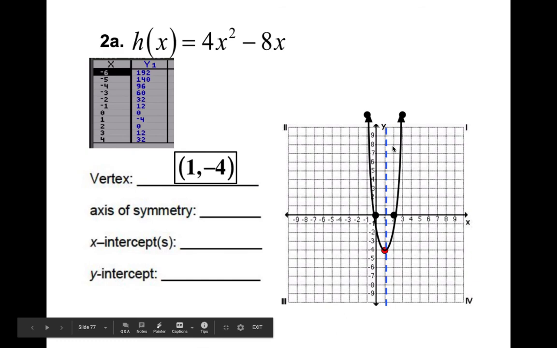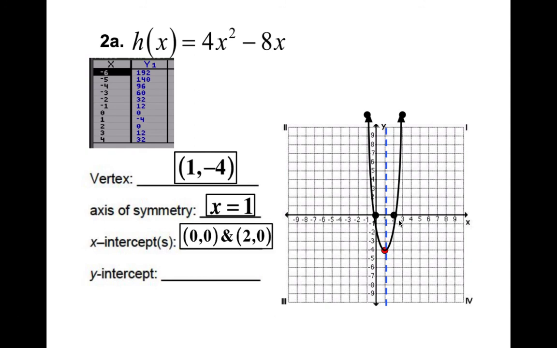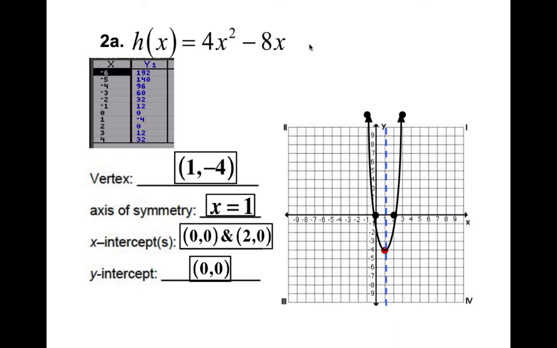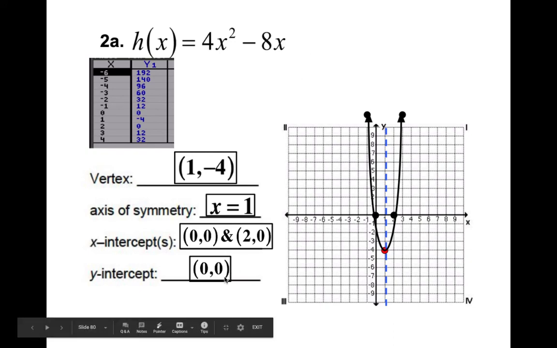Our axis of symmetry is the line that splits it in half. That's x equals 1. Your x-intercepts are the points on the x-axis, so (0, 0) and (2, 0). And then your y-intercept, where it crosses the y-axis, is (0, 0). And notice you don't have a c value, so that's why it's 0.